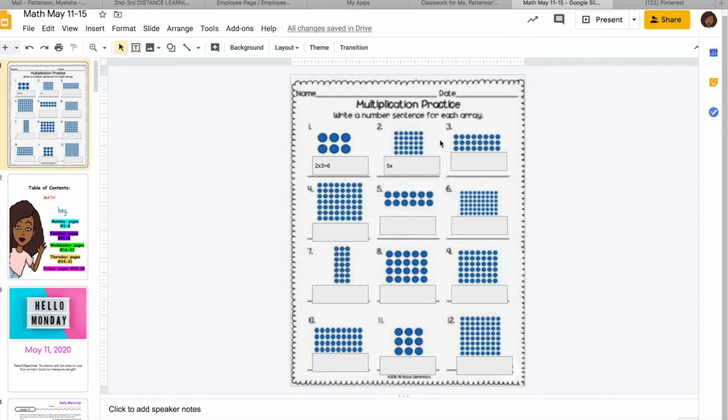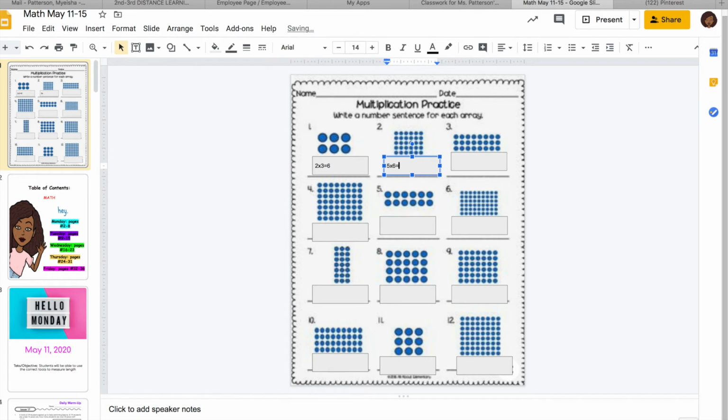What do I count next? I already counted left to right, so where do I count next? Up and down. So I need to see how many comes up and down. So you have 1, 2, 3, 4, 5, 6. So my second number would be 6.